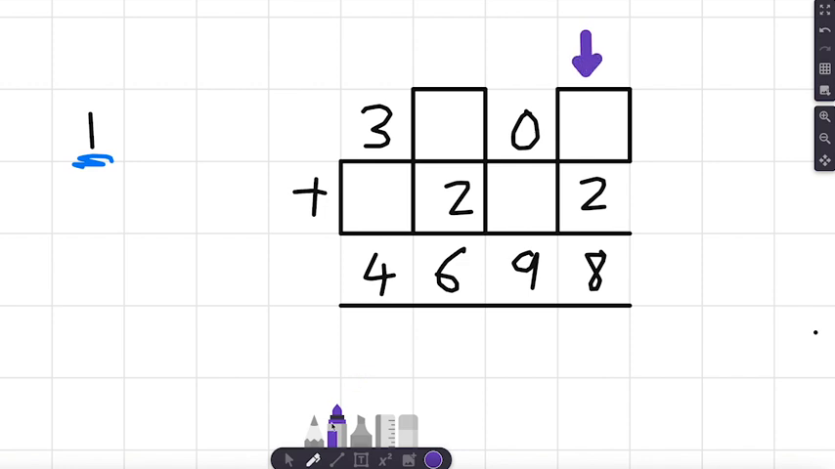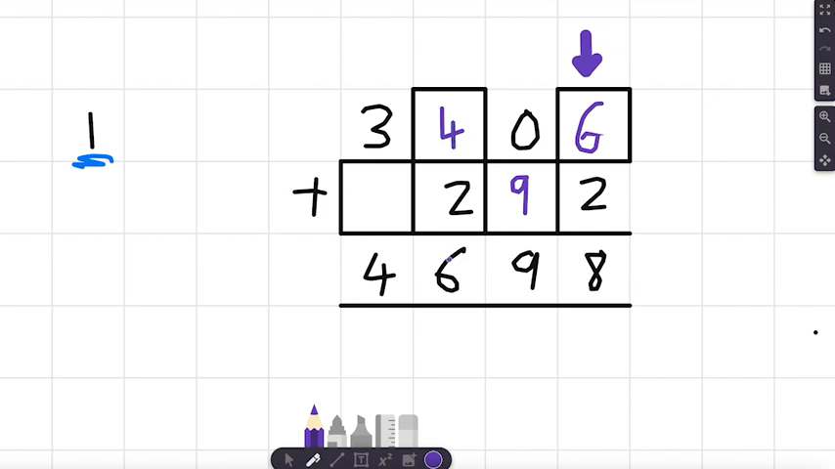just like I would if I was actually doing this in the normal way. Then we can see that we've got some number of units, something plus 2 gives us 8. So this must be a 6. Moving to the next column, we have 0 tens plus some number of tens gives us 9 tens. This must be a 9. And here we've got something plus 2 gives us 6 hundreds. That must be a 4 hundreds there.